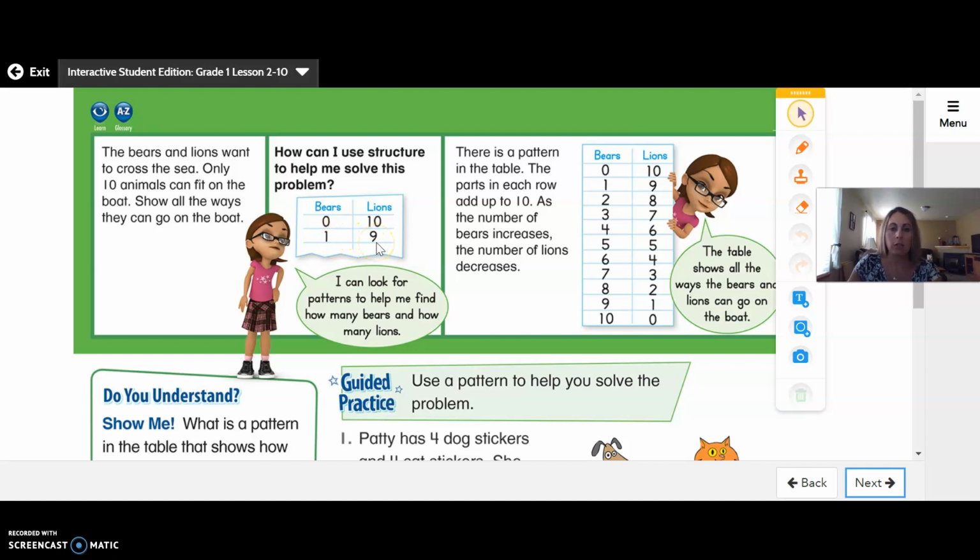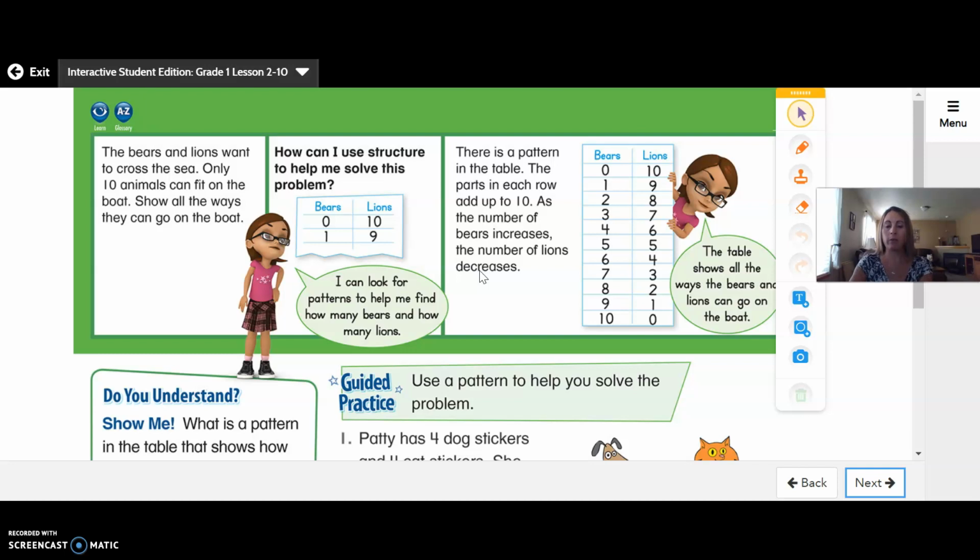So she continues the pattern. And it goes on to say, there is a pattern in the table. The parts in each row add up to 10. As the number of bears increases, that means goes up, the number of lions decreases or goes down.